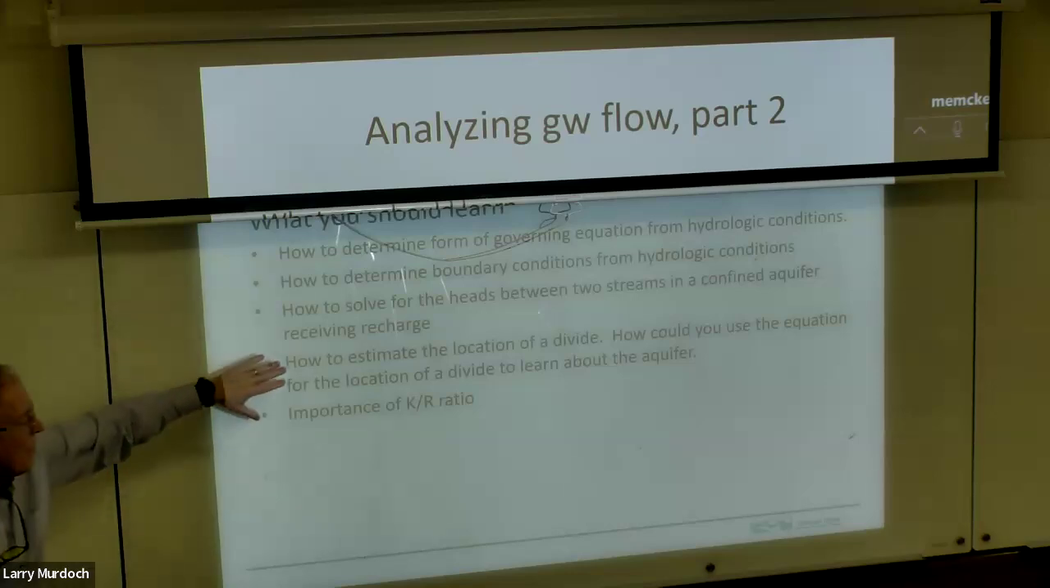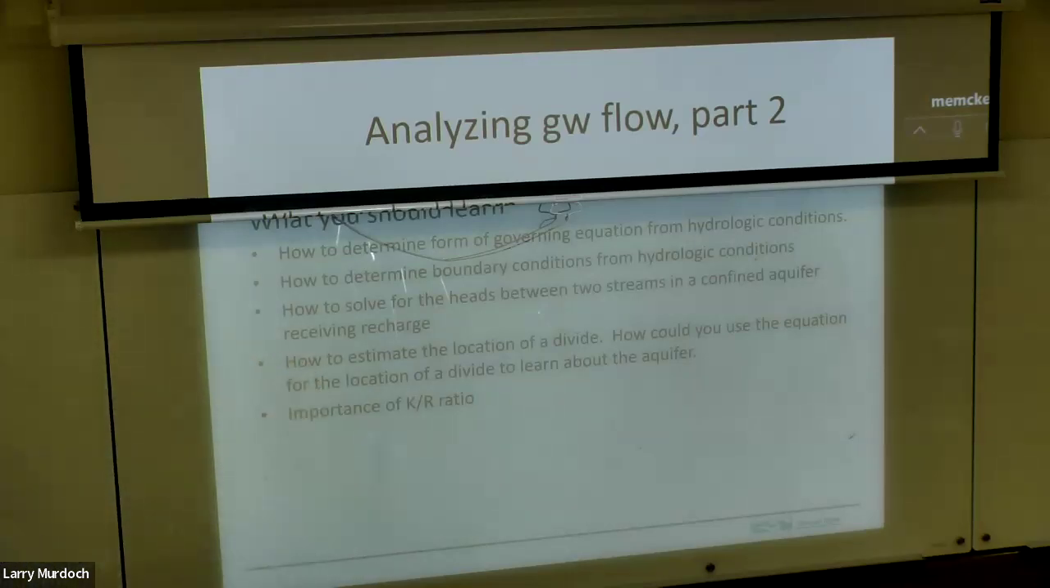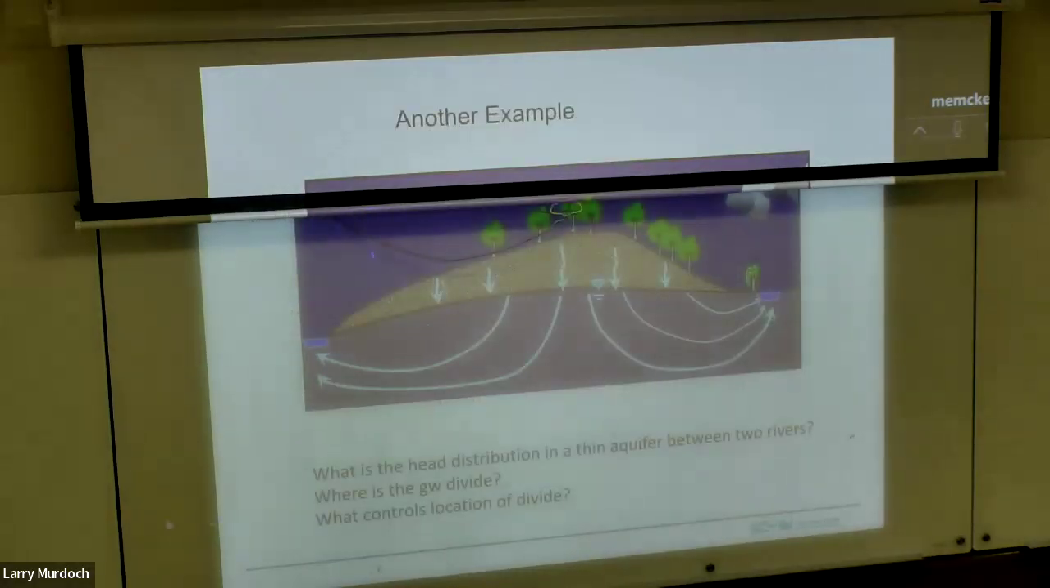And then what I want to do for this example is estimate the location of the divide. So what we did before with that first example was we just assumed we knew where the divide was. But then we don't know it. And this example will determine where it is. It will also determine what controls the location of the line.